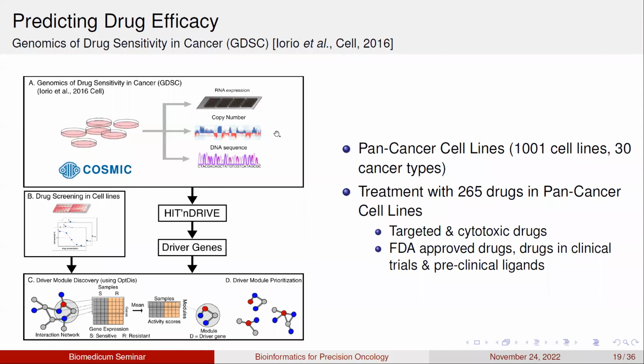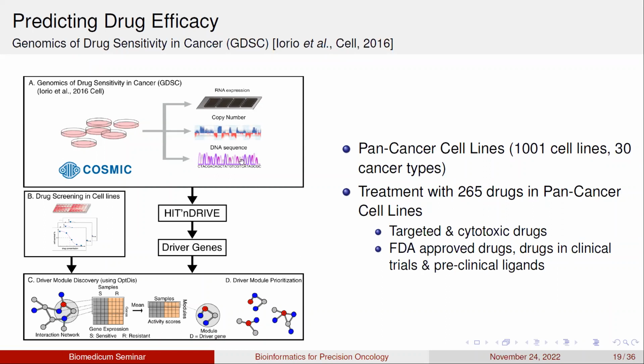And each of those cancer cell lines had matched genomic and transcriptomic data. We used this data to identify cancer driver genes. These individual cancer cell lines were also screened for their sensitivity, so individual cell lines were categorized as either sensitive to the drug or resistant to the drug.